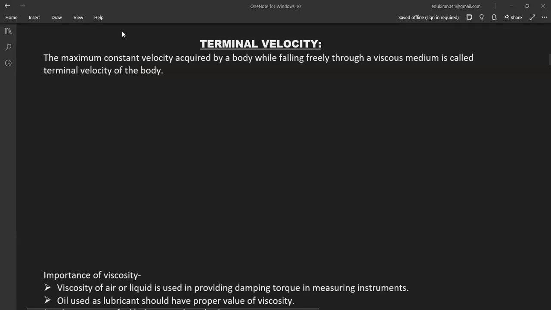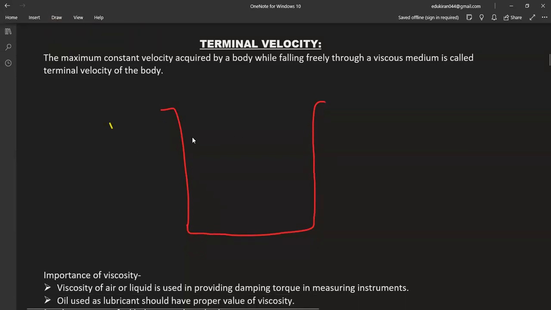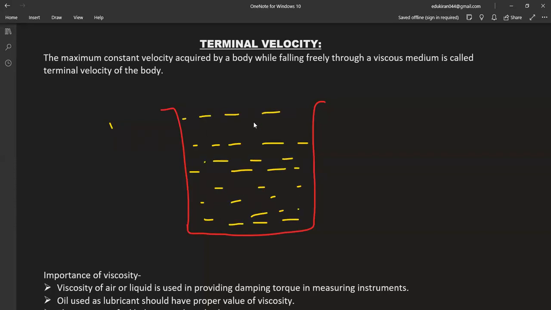Now let's discuss terminal velocity. What is meant by terminal velocity? For this, let us take an example. Suppose I have taken a container, and let's say I have filled this completely with honey.